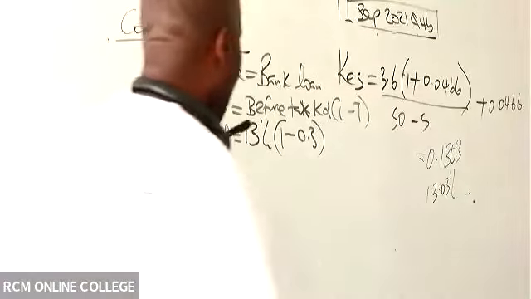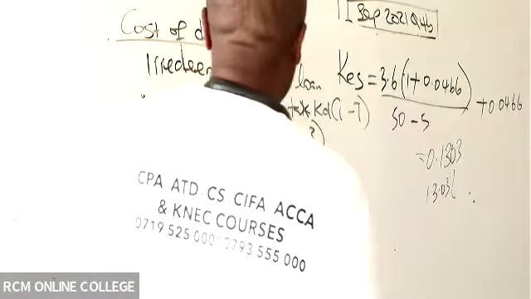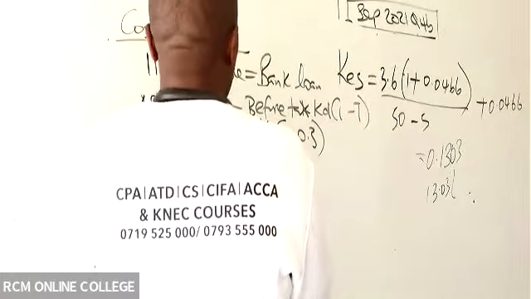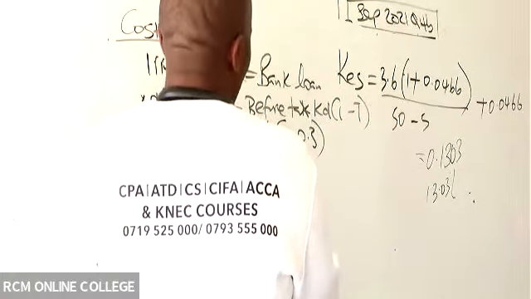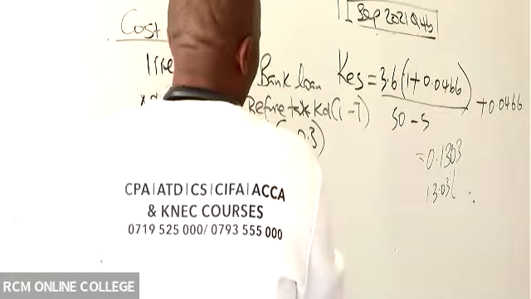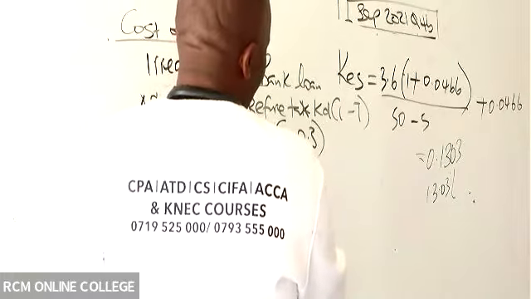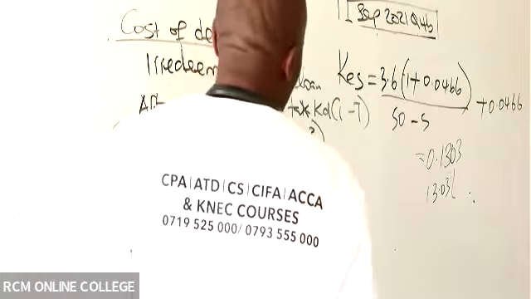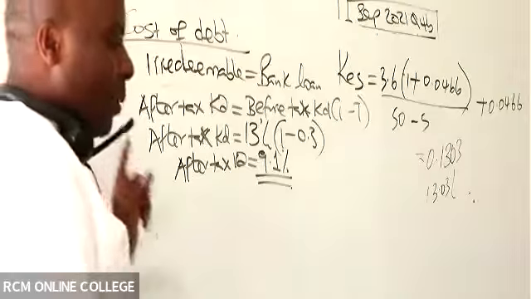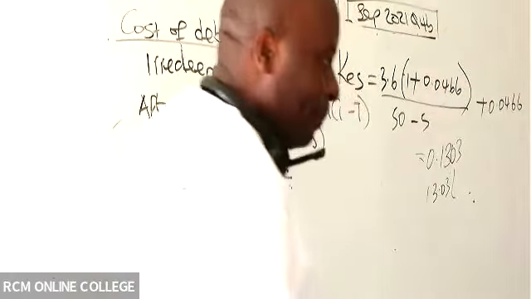So then the after-tax KD gave you guys what figure? 9.1%. That is it. Then now we talk about cost of what here? Preference. Yes.